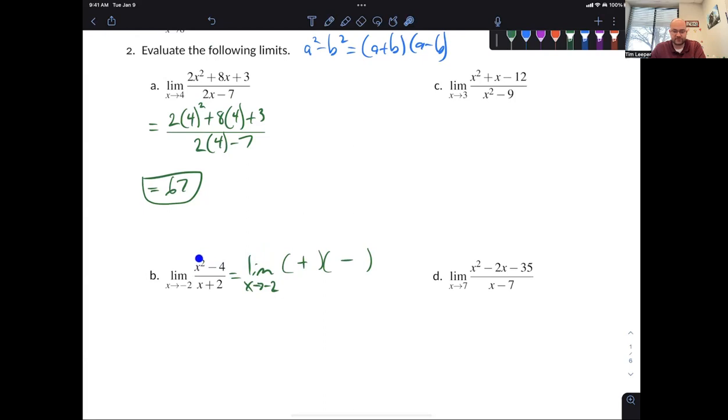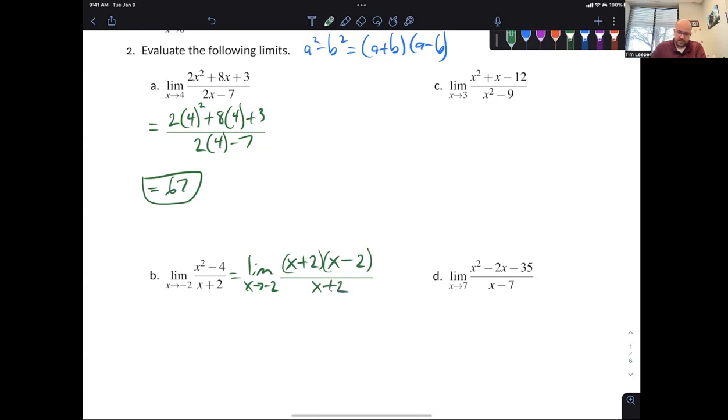So the square root of x squared is x. So there's an x and an x there. Square root of 4 is 2. So it's a 2 and a 2 there. So it's x plus 2 times x minus 2. And the denominator, that can't be factored.